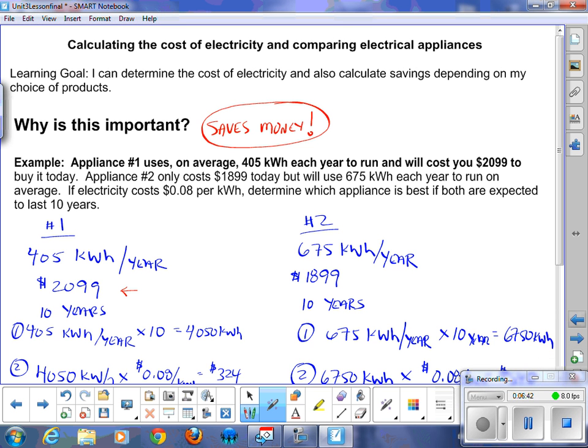That finishes this particular section, and it's actually an assignment rather than homework. We'll be working on investigating the different appliances that are out there and making comparisons. So good luck with that.